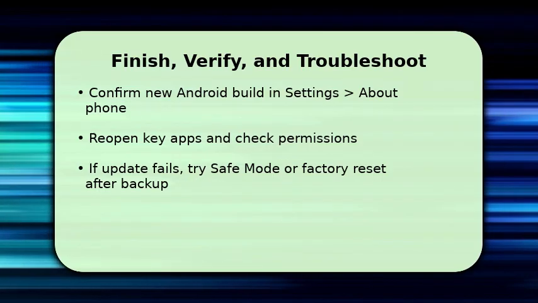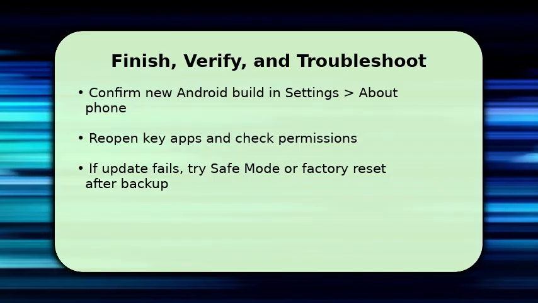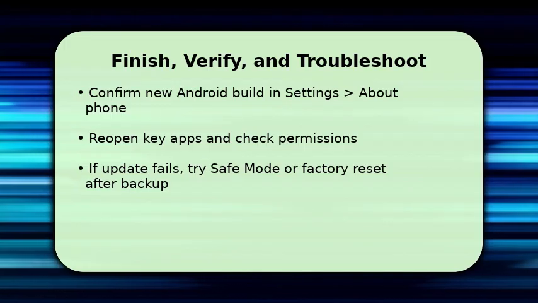If the update fails or the phone is unstable, boot into safe mode to remove problematic apps, and if necessary, perform a factory reset only after restoring a current backup. That often resolves persistent update faults.